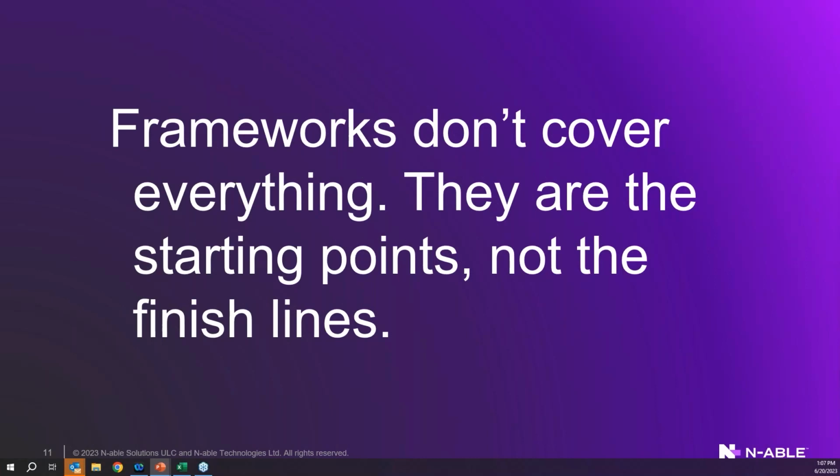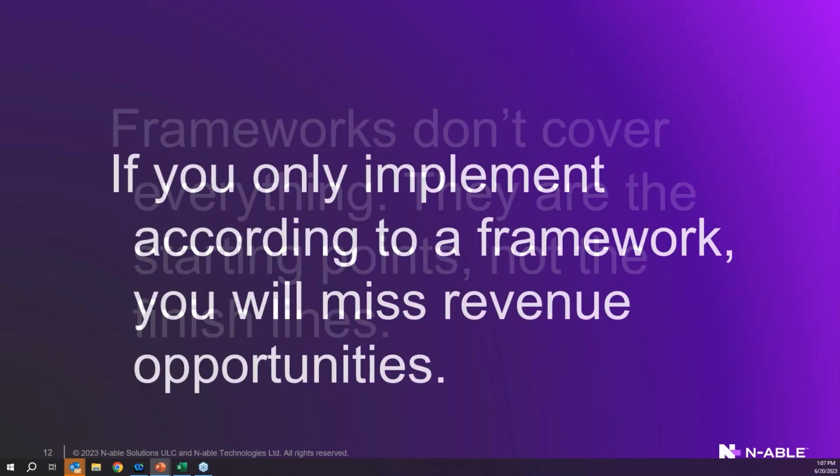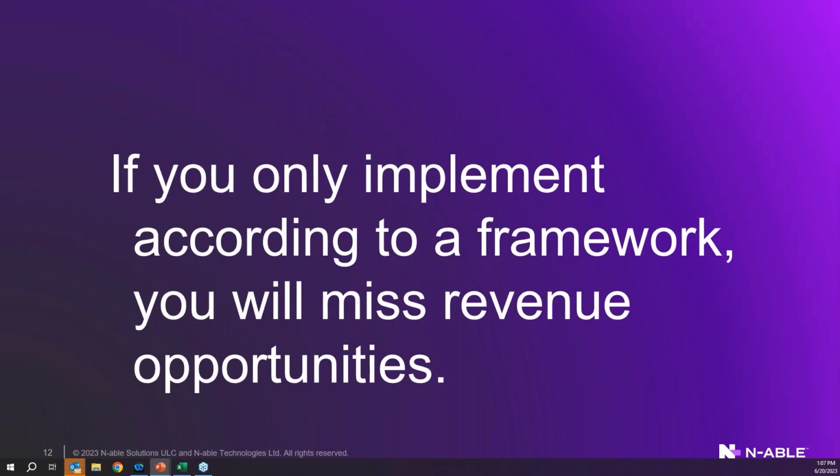But something important as a culmination point for everything we've covered in the 3 boot camps altogether is that these frameworks don't cover everything. They are just starting points, not your finish lines. And with that also goes the sentiment of, if you only implement to a framework, you are going to miss revenue opportunities.